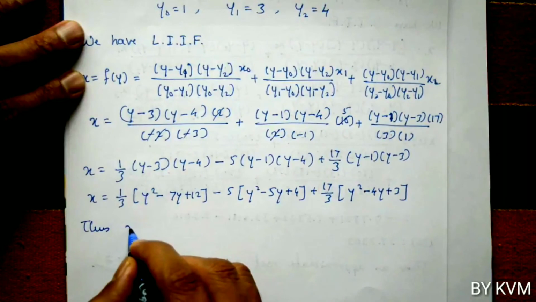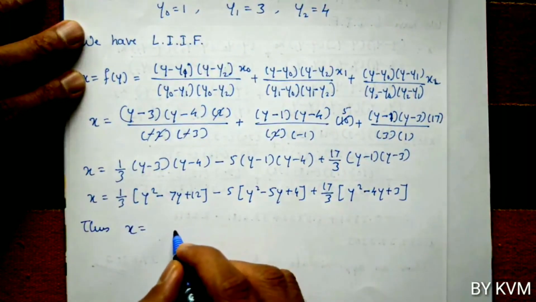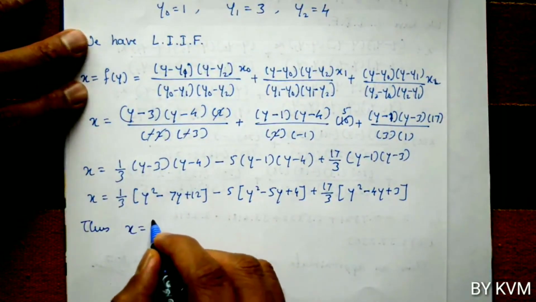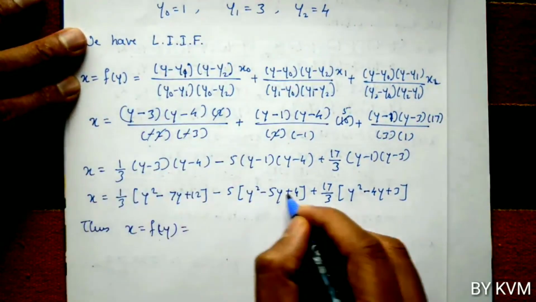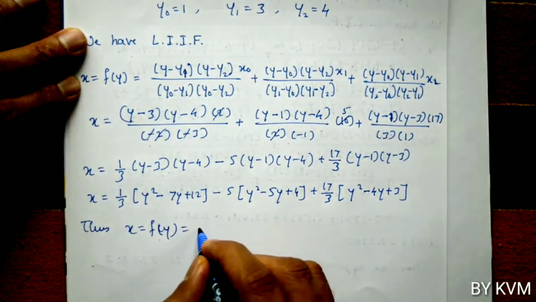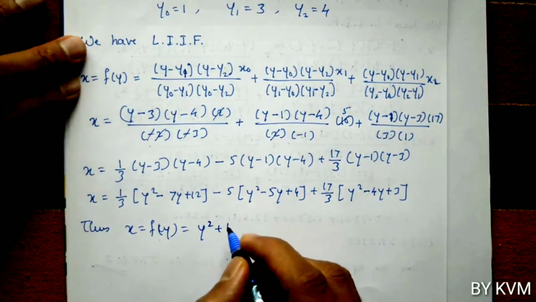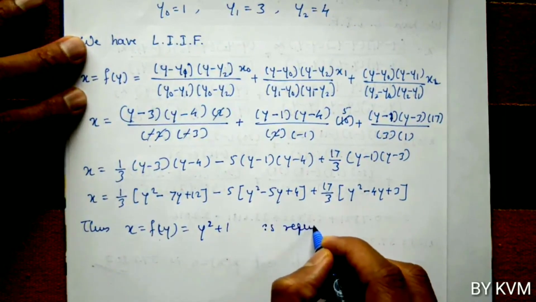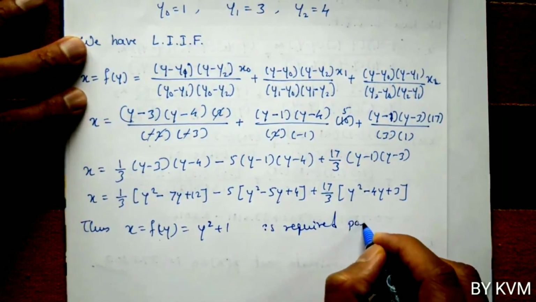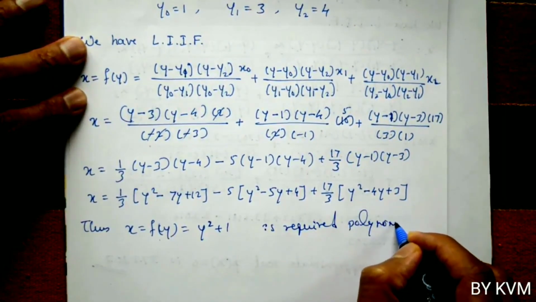You can take 1 by 3 as common. So if you take 1 by 3 as common in all the 3 terms, for the second term you have to multiply by 3, that is 5 into 3 is 15. So you will get the polynomial x equals f of y equals y square plus 1 after simplifying, which is the required polynomial.